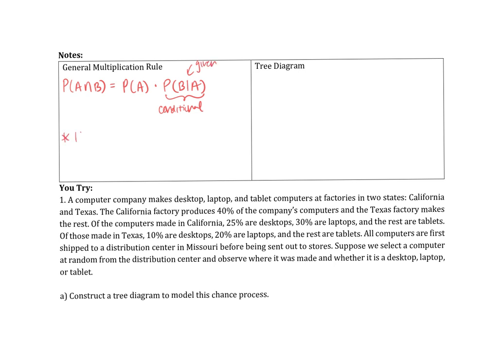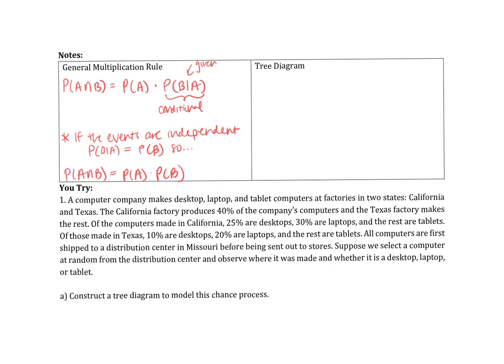If the events are independent, then the probability of B given A is the same as the probability of B. So, the probability of A and B is just the probability of A times the probability of B.